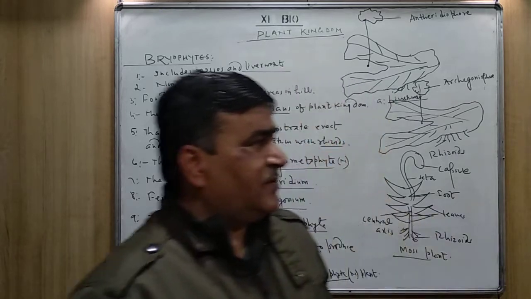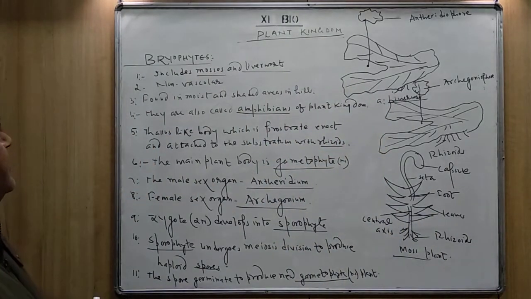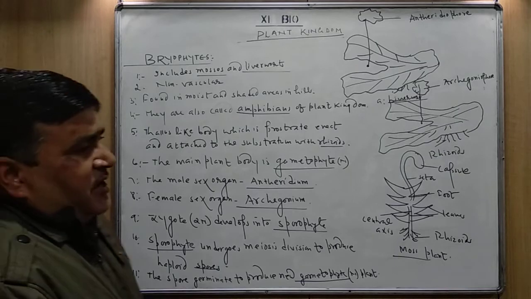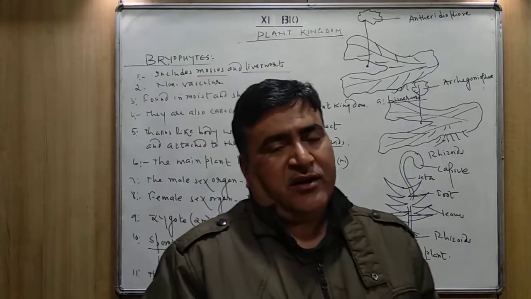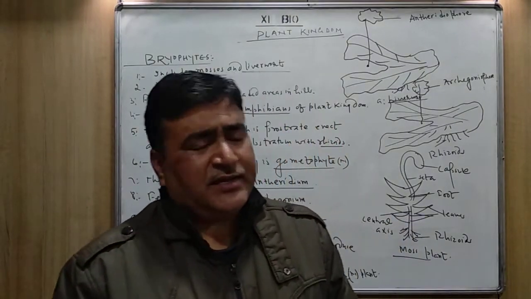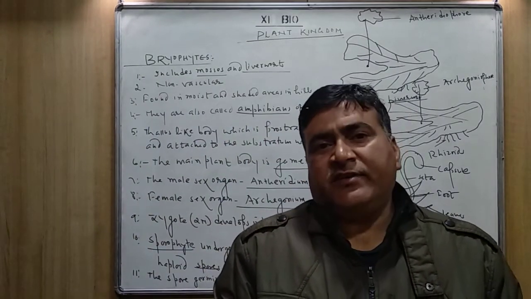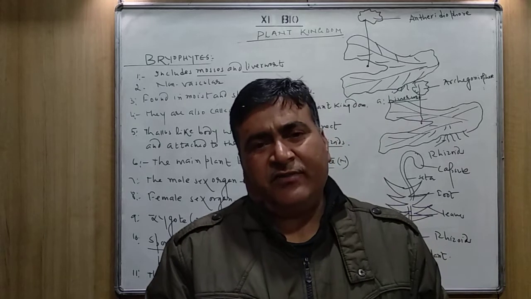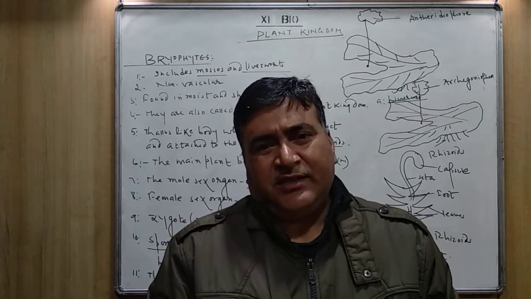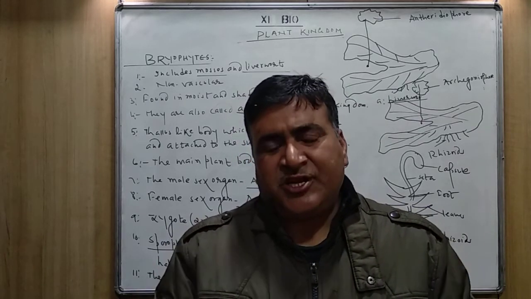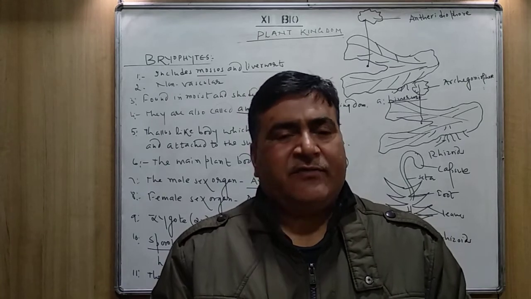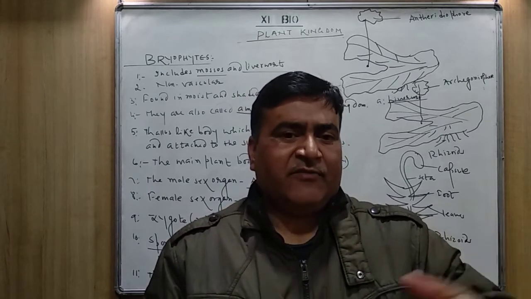I have written here some of the points. The members of the bryophytes are non-vascular. As plants, they are thalloid in nature. They are very simple. They are not very advanced. They are not like the tree. They are very small but a little bit more advanced than the algae.